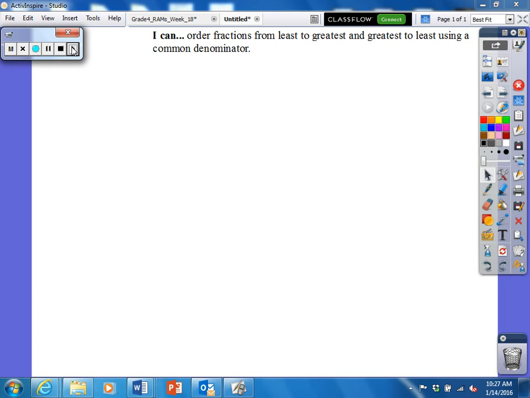Okay, today we are going to review how to find a common denominator to order fractions from least to greatest or greatest to least. Today we are going to do from least to greatest. So I'm just going to underline that, least to greatest. And our fractions are 1/2, 5/8, 3/4, and 2/6.